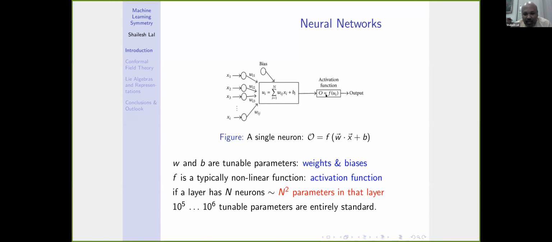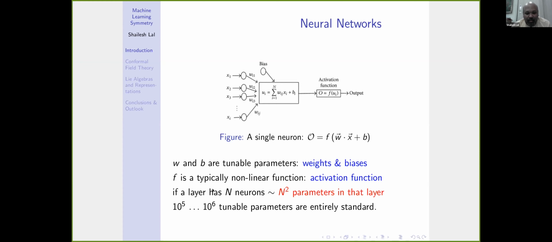The fact that this activation function is nonlinear is essentially what makes neural networks so much more powerful than, say, conventional machine learning. But I wouldn't be getting into that, that's basically an off-the-cuff remark. So these are the tunable parameters which would be learned during training. These are called the weights and biases of the neural network.